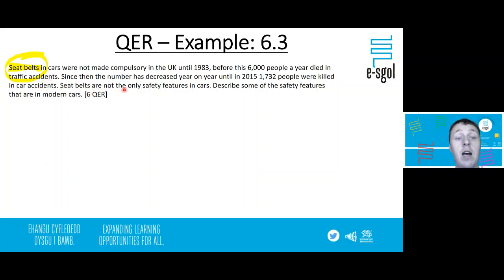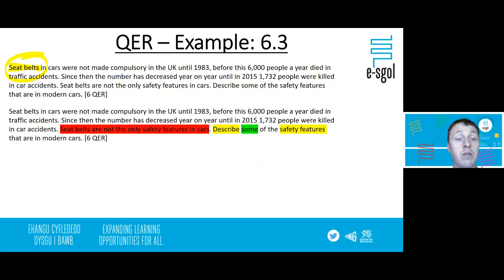However, towards the end, they say seatbelts are not the only feature. So by identifying one, they're essentially telling you to exclude it in your answer. If you were to go through the question before starting, you might want to identify that that's something you wouldn't explain because they have done that for you. So identifying a seatbelt would not help in improving your mark. What would is seeing the command word of describe and the command word of some. So describe some of the safety features of modern cars. By saying describe some, you are looking to describe more than one.